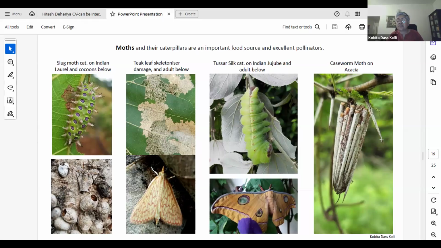But it's easy to find these. Many children, in fact, tend to find these easily. If you see any caseworm structure like this, please do document them. We may or may not be able to find the species, but it helps. Next slide, please.